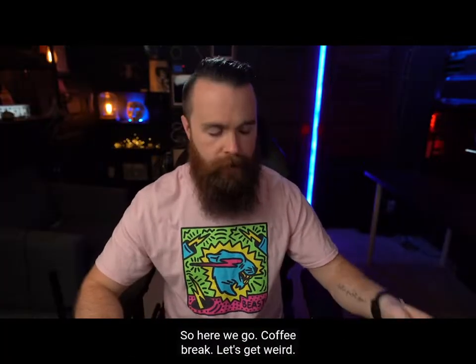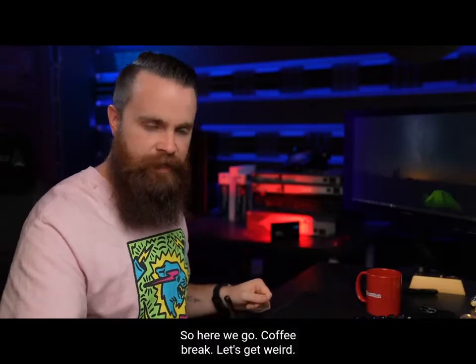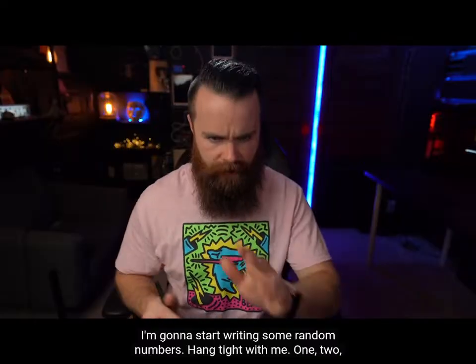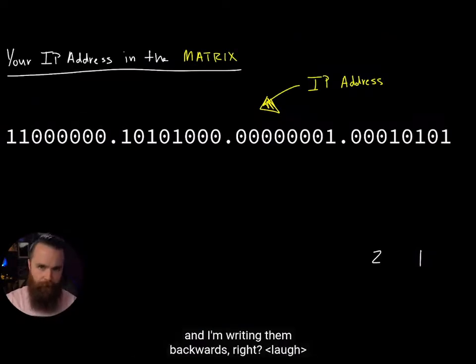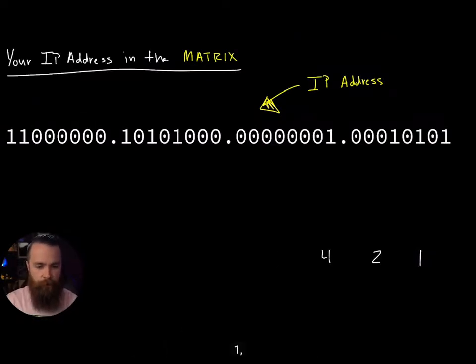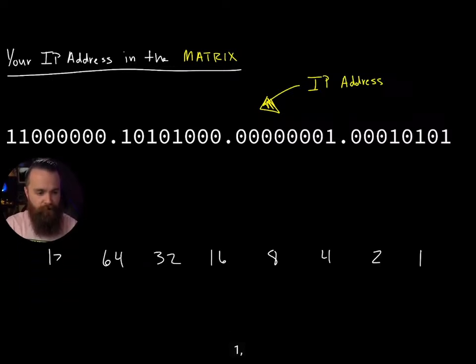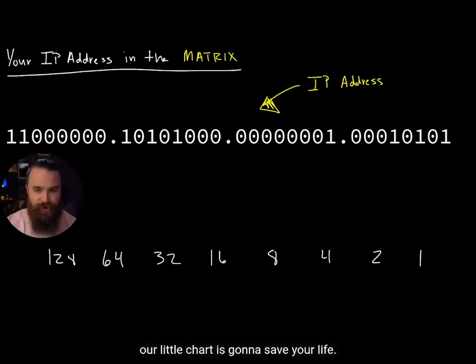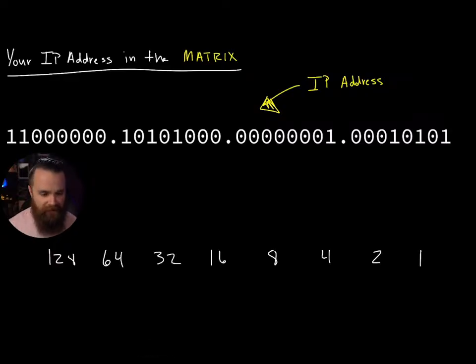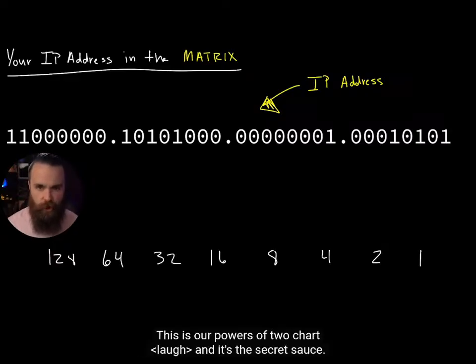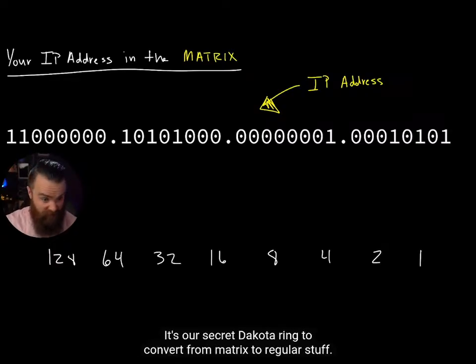So here we go, coffee break. Let's get weird. I'm going to start writing some random numbers. Hang tight with me. 1, 2, and I'm writing them backwards, right? 1, 2, 4, 8, 16, 32, 64, 128. This little chart is going to save your life. This is our powers of 2 chart, and it's the secret sauce. It's our secret decoder ring to convert from matrix to regular stuff.